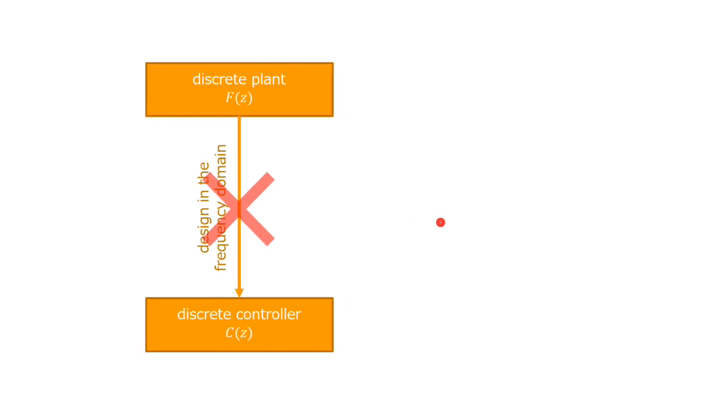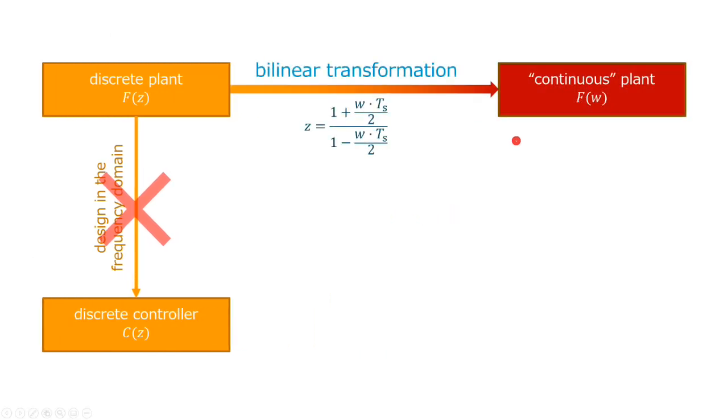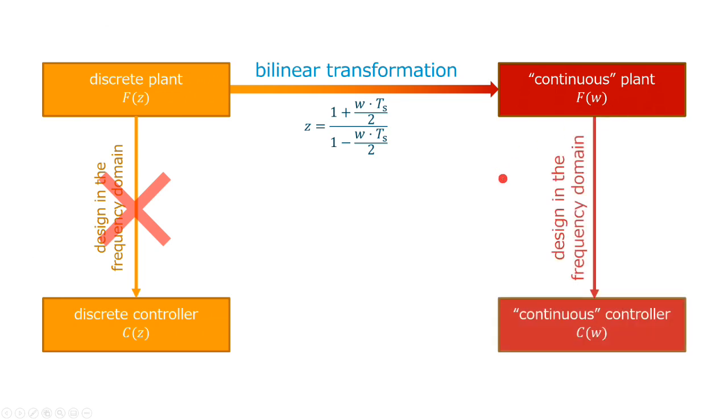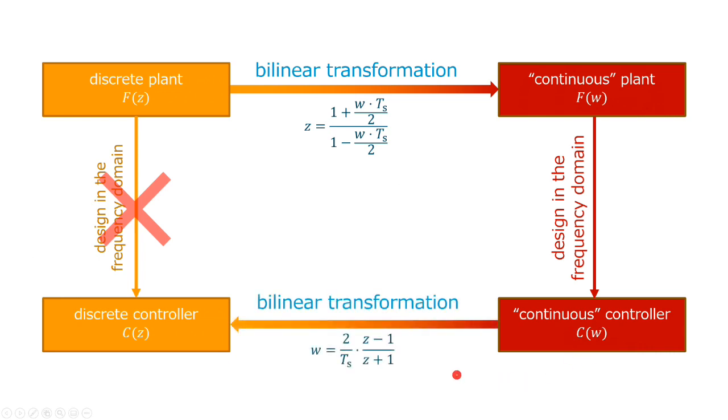So what we will do is we go through this bilinear transformation to this continuous space. So we will have this continuous plant. And then, using asymptotic bode plots, we will design the controller the same way we did on continuous time systems in the first semester. And then, when we add this controller CW, we will apply the bilinear transformation the other way around to get CZ. So you see the point?